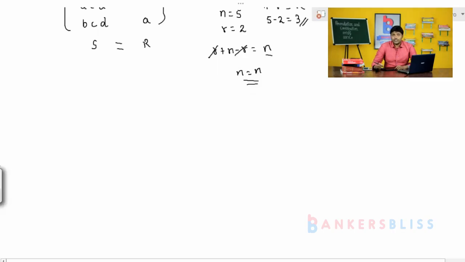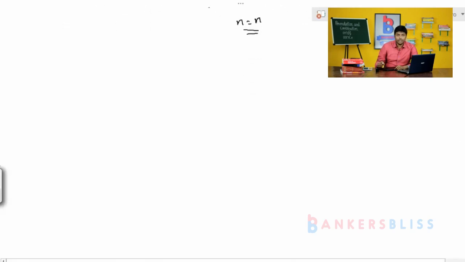Rules of counting. So what do you mean by rules of counting? You have two rules. The first one is the additive rule and the second one is the multiplicative rule.